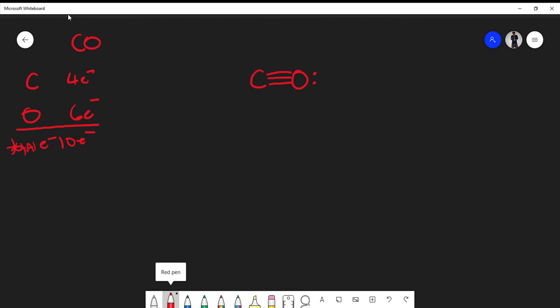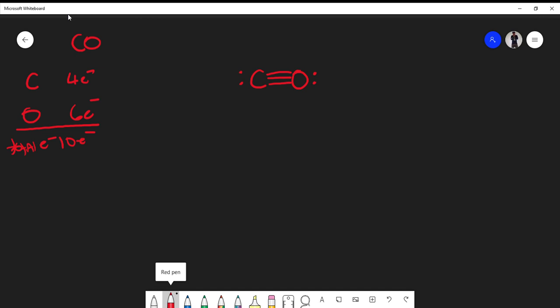So oxygen is satisfied. What about carbon? We have 2, 4, 6. So I could put 2 more electrons around carbon, and let's see if that satisfies the octet rule. Now I have 2, 4, 6, 8 around the carbon, and I have 2, 4, 6, 8 around the oxygen. So this would be a plausible structure for the carbon monoxide molecule. Let's count how many electrons we've used total. This would be 2, 4, 6, 8, 10. So this would be a plausible structure.